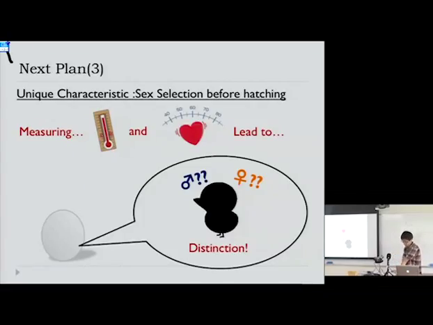Currently, the distinction is made after hatching and by skilled people, so it is costly and takes a lot of time. But if it can be made using this relationship, it is very easy, non-destructive, and before hatching, and many costs can be cut. So therefore, I continue to study to achieve this purpose.